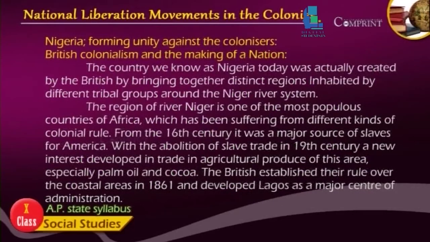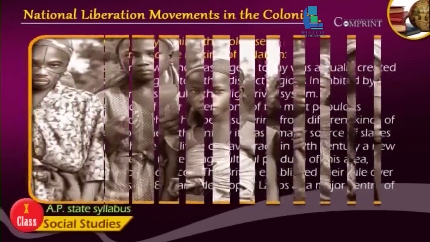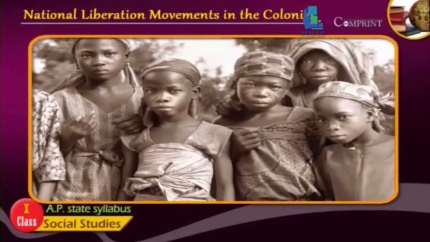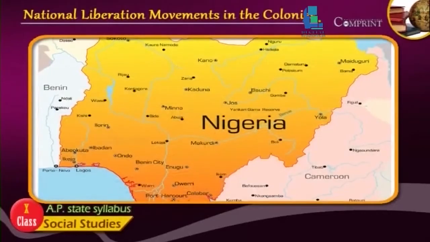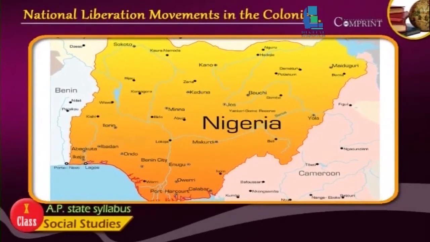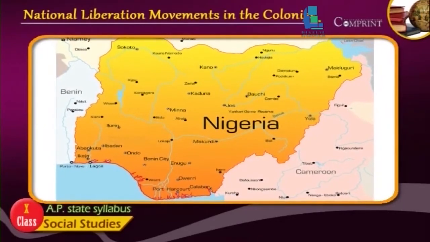Nigeria forming unity against the colonizers, British colonialism and the making of a nation. The country we know as Nigeria today was actually created by the British by bringing together distinct regions inhabited by different tribal groups around the Niger River system.